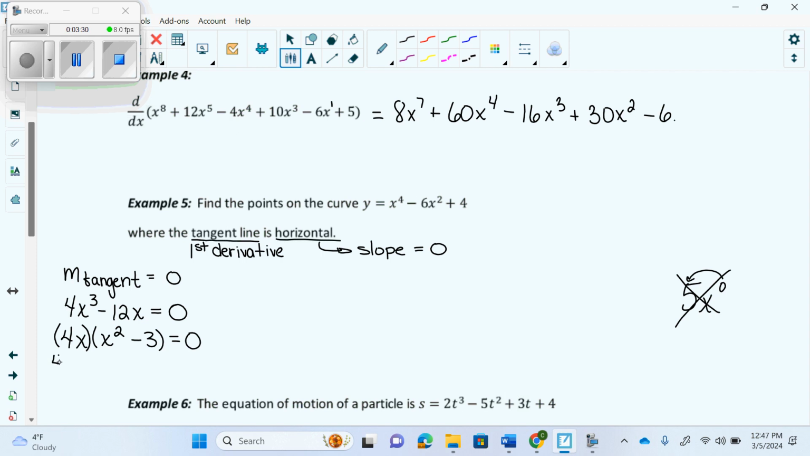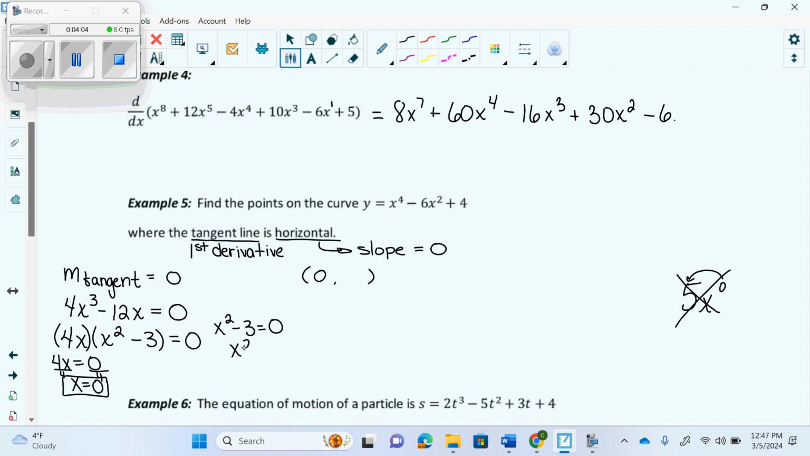So we're going to get 4x equals 0. So x equals, divide by 4, divide by 4. What's 0 divided by 4? X equals 0. So that's one of my x's, one of my coordinates that will get a horizontal tangent of 0, right? So I'm going to put that over here. 0 and something. I should find out what that something is. Then I need x squared minus 3, correct? Equal to 0. So I go x squared minus 3 equals 0.